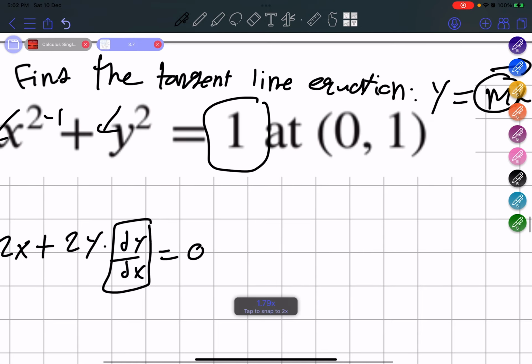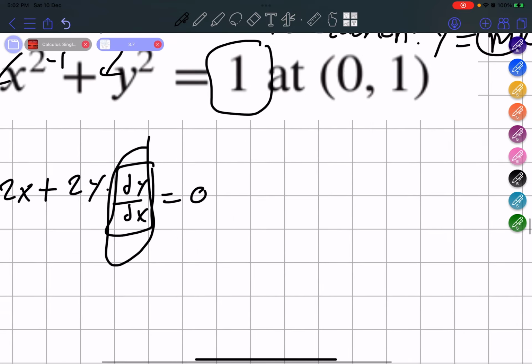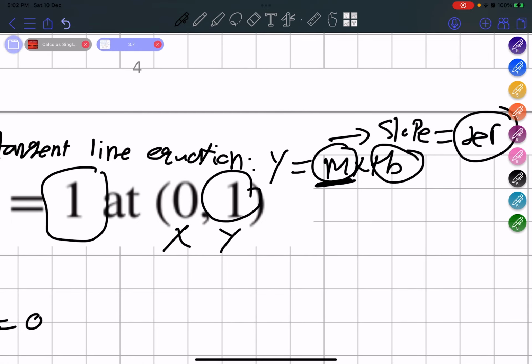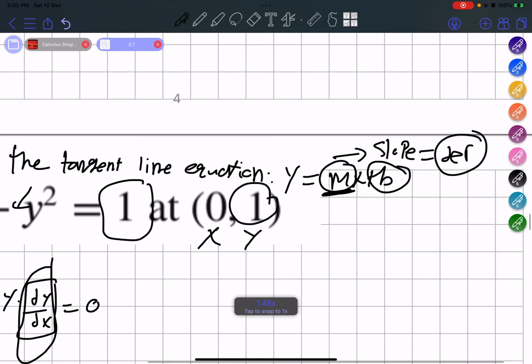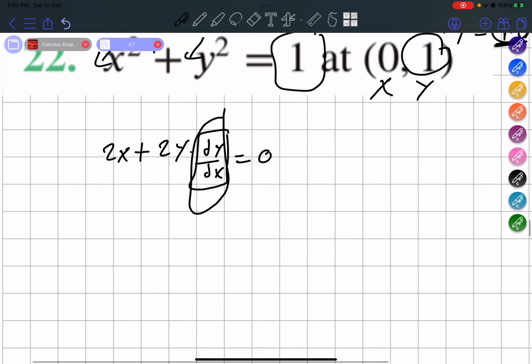Here, what is the derivative? dy over dx is the derivative in this equation, so we will have to isolate it in order to get m. By getting m, we already have the y and x here, and in order to get b, we can write the full answer. That being said, let's actually start solving the question. So let's isolate dy over dx after we derive the equation.